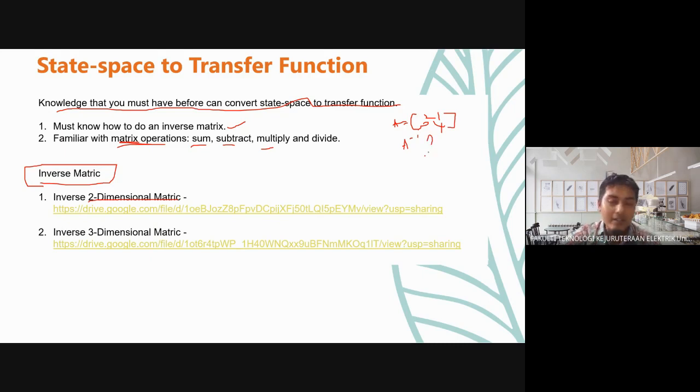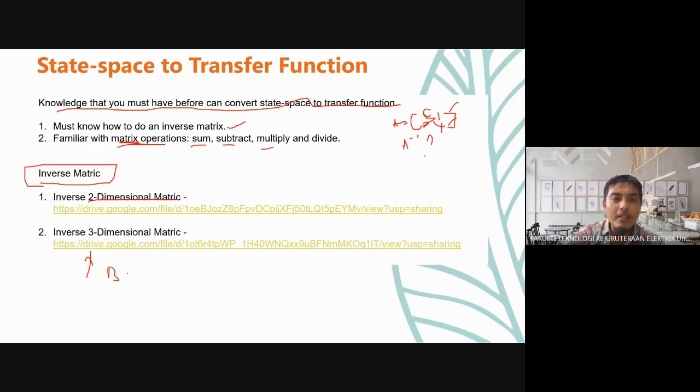You can use the calculator straight away. You can get the answer easily by using the calculator. Okay, because you have the numbers 2, 1, 3, 4, you can use the calculator. Similar to the third order system.